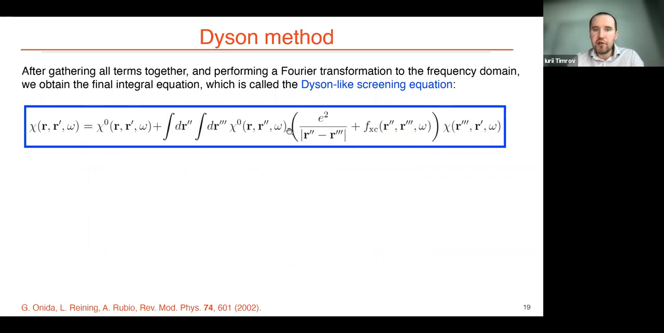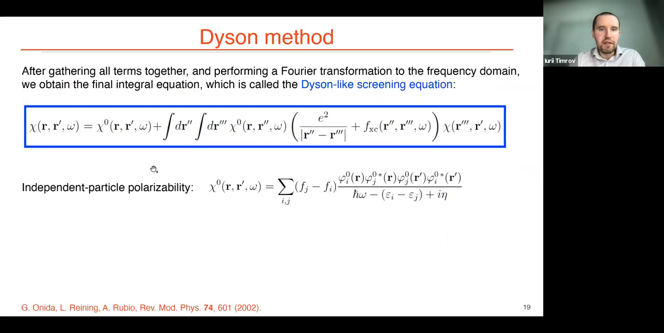And in this integral expression, we have the Coulomb part plus the exchange correlation part. The object which appeared here, chi naught, is the so-called independent particle polarizability, which depends on r, r prime, and frequency. By the way, here we did the Fourier transform, as written on the slides. We went from the time domain to the frequency domain, because it's more convenient to solve this equation in the frequency domain. And this object, it can be shown mathematically how to obtain it, but essentially, it has this expression.